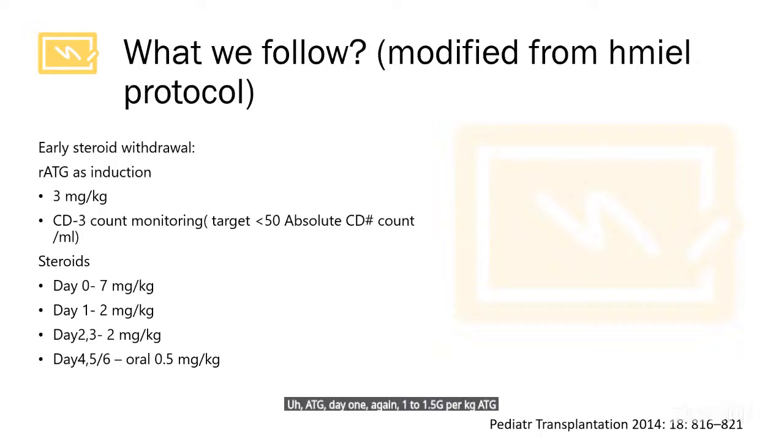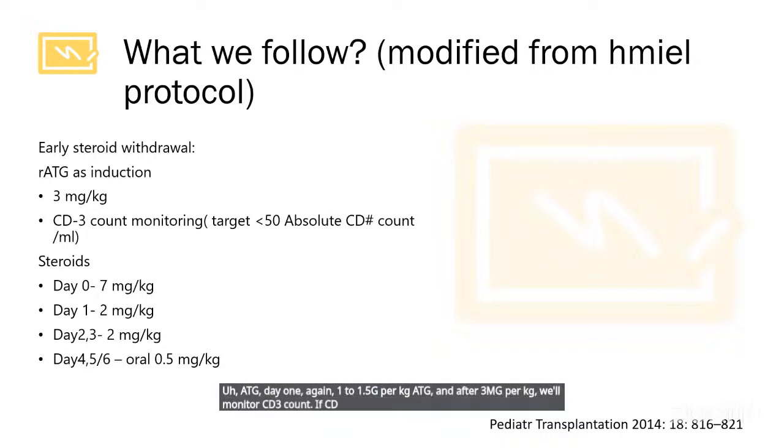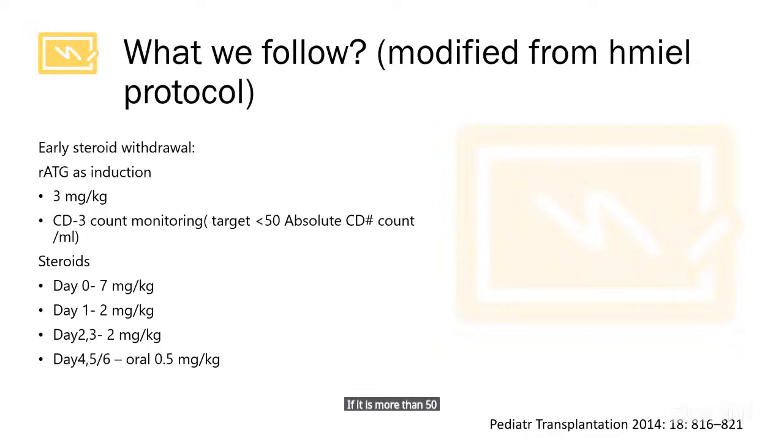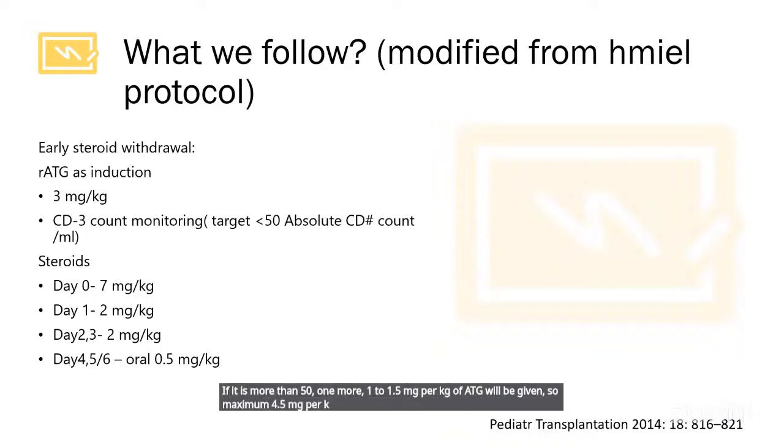After 3 mg per kg, we monitor the CD3 count. If the absolute CD3 count is less than 50, then the child will not receive another ATG dose. If it is more than 50, one more 1 to 1.5 mg per kg of ATG will be given. So a maximum of 4.5 mg per kg ATG is planned, not more than that.